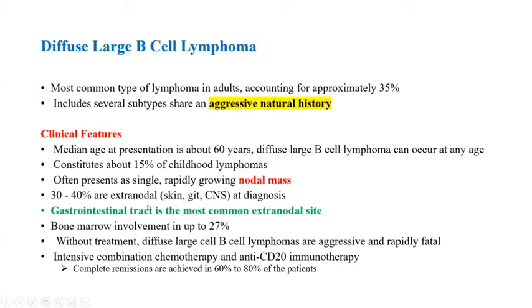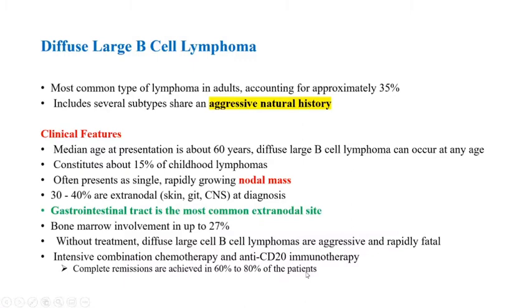Because it is aggressive, it rapidly involves extranodal sites. It can involve skin, GIT, CNS. GIT is the most common extranodal site to get involved, and bone marrow is involved in 27% of cases. If you don't treat B cell lymphoma, it has a very fatal course, and the patient usually dies within a year. The treatment is combination chemotherapy with anti-CD20 immunotherapy. With aggressive chemotherapy, about 80% of the patients will obtain remission.